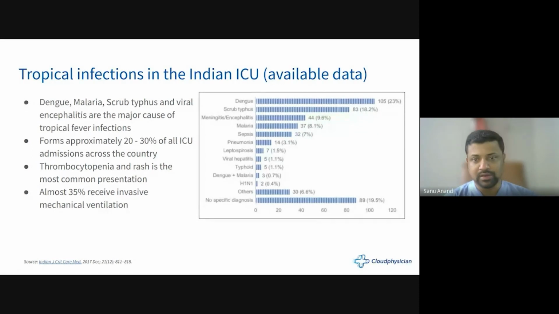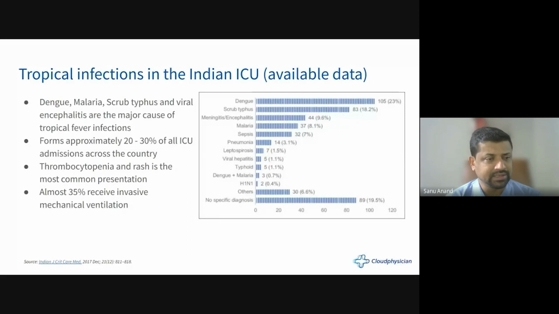This is one study published in IJCCM back in 2017. There are numerous problems with this study in terms of overall representation. Most of the hospitals recruited were peppered around North Indian states, and even the South Indian states which had representation had very few patients. Particularly Karnataka and Kerala had, I think, zero representation in this study.